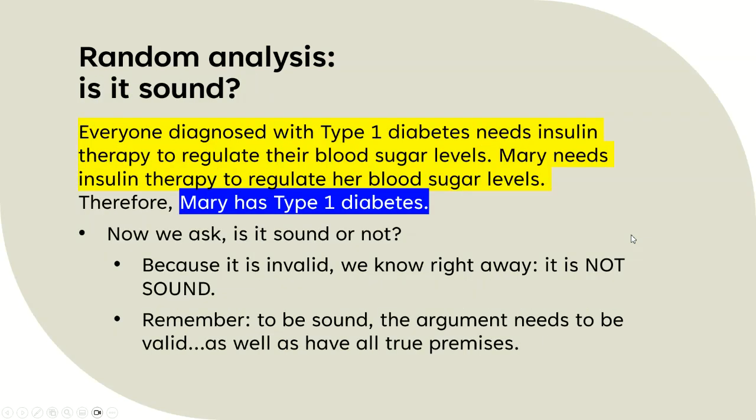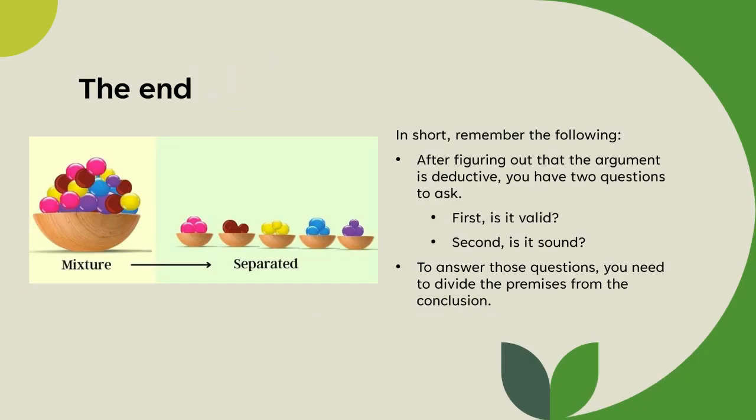All right, now we've asked the validity question, right? We asked, is it valid? And we answered, no, it's not valid. Okay, let's now move to our second question. Our second question is whether this argument is sound. All right, so is it sound or not? Here's the answer. Because it's invalid, we know right away it is not sound. Okay, so to be sound, the argument needs to be valid as well as have all true premises. Now, this argument, we already know it's not valid. Therefore, right away, we already know it's not sound.